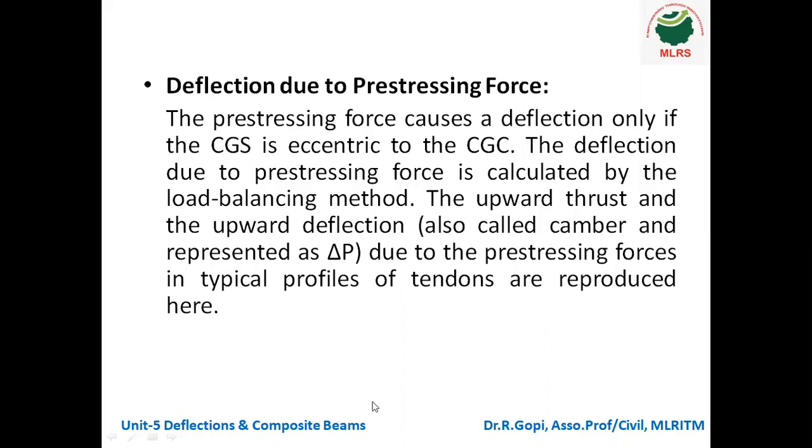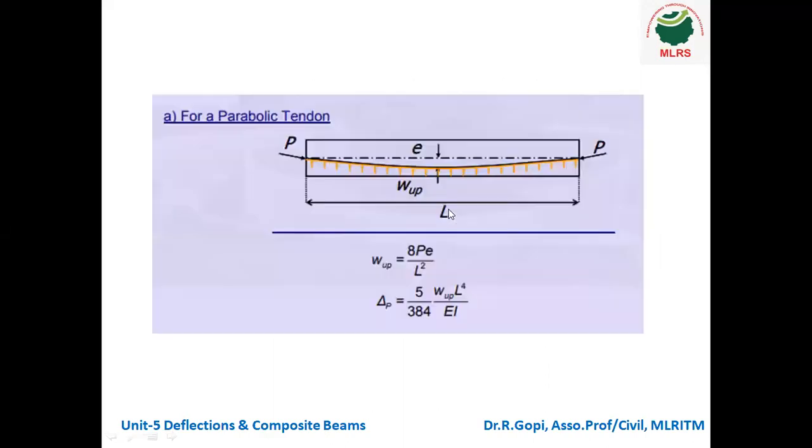So what is meant by load balancing method? We already studied it in unit 3. We have seen 3 types of analysis: stress concept, strength concept, load balancing concept. For calculation of upward deflection, the load balancing method is used. The upward thrust and upward deflection, also called camber, is represented by delta P. Due to the prestressing forces, typical profiles of the tendons are reproduced here.